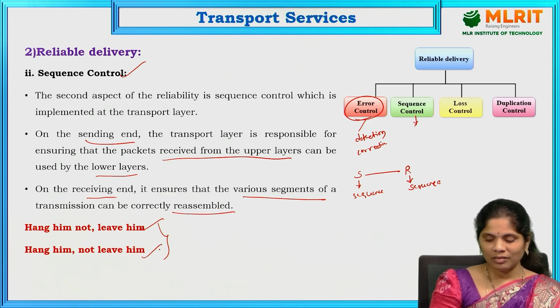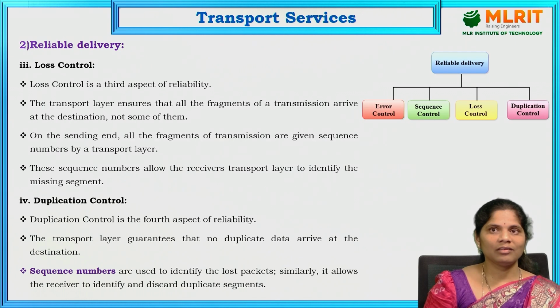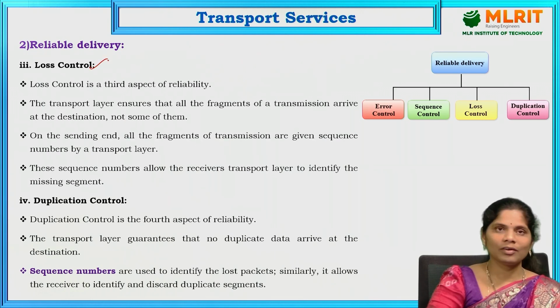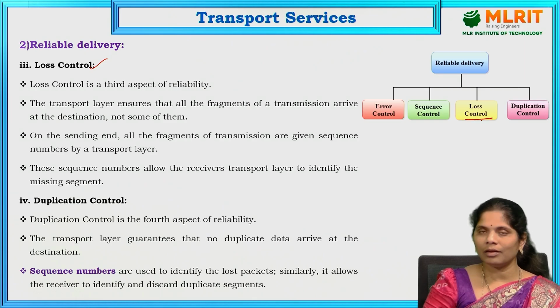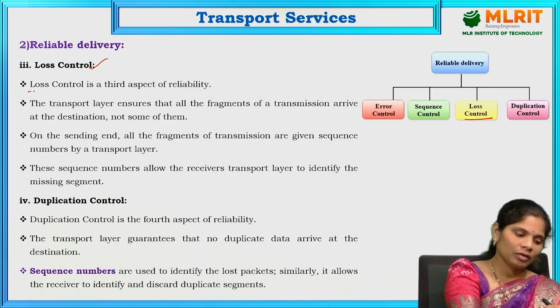So the sequence is very important when we are sending a message. That is the main thing of reliable delivery. And the next one is loss control, the third one in reliable delivery. Loss control means that when we are sending a message, there may be a chance of losing some packets. That is one more thing to overcome.